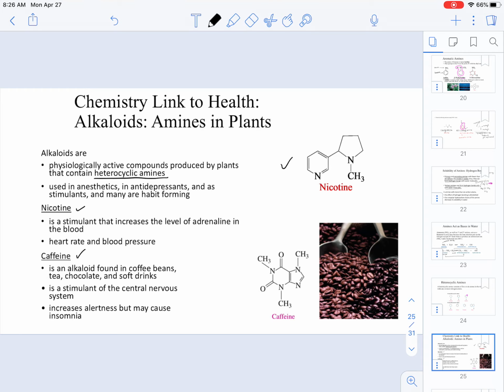Maybe some of you utilize any of these products. Now, the main thing that I want to specify when it comes to this is that you guys should know what is an alkaloid by the definition. You don't need to identify the heterocyclic amines or how many are present, but just know the definition of an alkaloid.